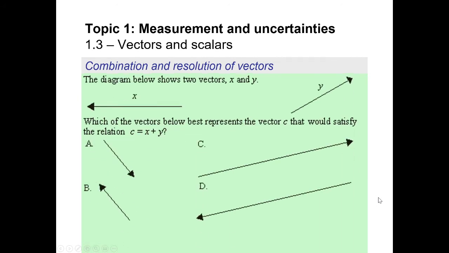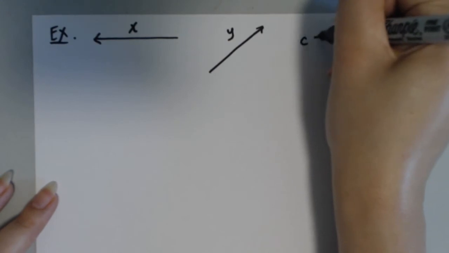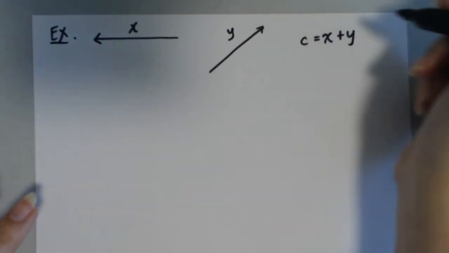Let's try this one. The diagram below shows 2 vectors, x and y. Which of the vectors below best represents the vector c that would satisfy the relation c is equal to x plus y? All right, so x plus y. I'm going to go to the page here. So I've got x and I've got y. And c is equal to x plus y.